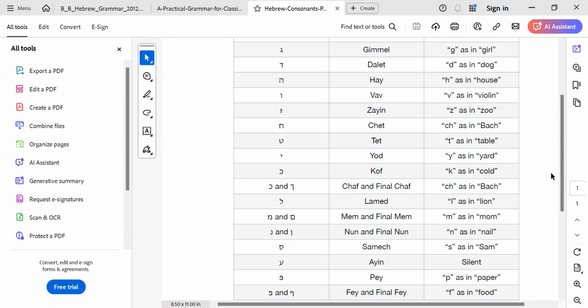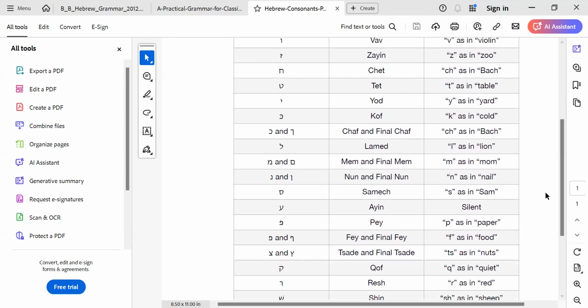Okay, let's go on. Next one is Tet. Wait. Samek, sorry. Samek, Samek. Samek. Ayin. Pe, as in paper. P as in paper. Yeah, Pe. Right. Yes. Good. And Pe has a final form as well as when it's at the beginning of a word. So take note of that. It's a little bit like a P turned the other way around and with a long tail.